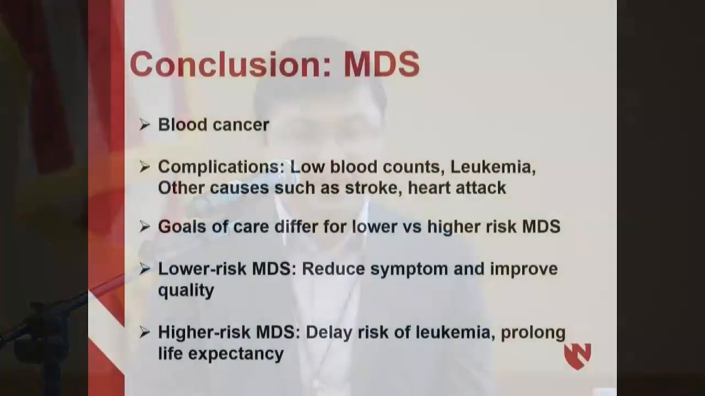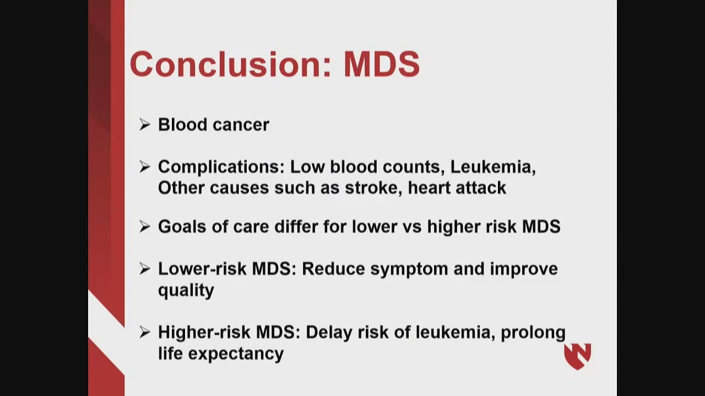So in conclusion, MDS is a blood cancer. Sometimes it's called pre-leukemia or a blood disorder or whatnot, but scientifically it is a blood cancer. Now, it is not always serious. Some patients can do quite well for a long period of time. On the other hand, it can be as serious as acute leukemia if it is a very high-risk MDS. Low blood counts cause symptoms including fatigue, infection, bleeding, and things of that nature. There is a higher risk of developing leukemia, particularly in higher-risk MDS, but a lot of people also have complications as a result of cardiovascular and other health problems.